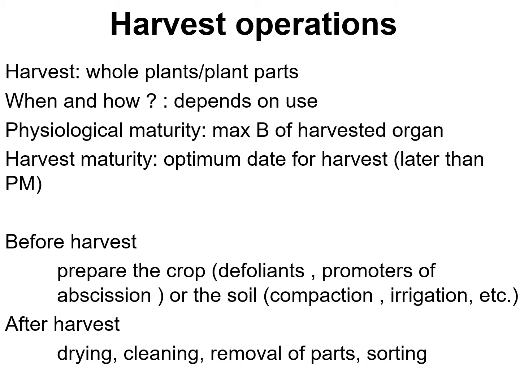Apart from the proper harvest operations, we might require other agricultural operations before harvest. For instance, we might require a preparation of the crop by applying defoliants or promoters of abscission, or prepare the soil either by compacting or applying irrigation or other operations. After harvest, it may be required to apply drying of the harvest, cleaning, removal of some parts, and sorting according to quality criteria.